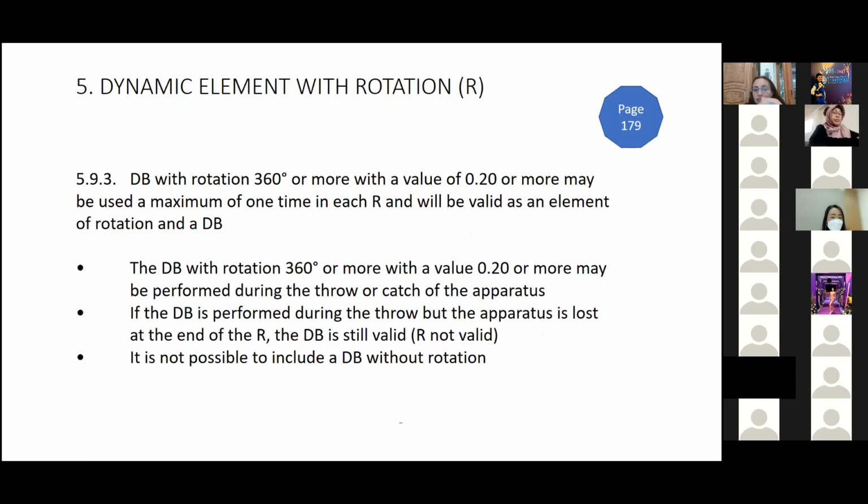DB with rotation also is accepted for R, 360 degrees or more, with a value of 0.2 or more. Maximum 1 time in each R, and will be valid as an element of rotation and a DB, the same principle. The DB with rotation or more with a value of 0.2 may be performed during the throw or the catch of the apparatus. If the DB is performed during the throw, but the apparatus is lost, the DB is valid, but the R is not valid. It is not possible to include a DB without rotation. This we explained before.